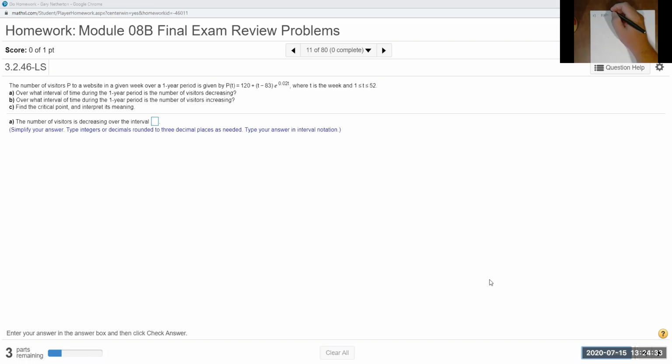So P of T equals 120 plus, in parentheses, T minus 83, e to the 0.02 T. And T is from 1 to 52. T means a week. So basically we're looking at 1 year.